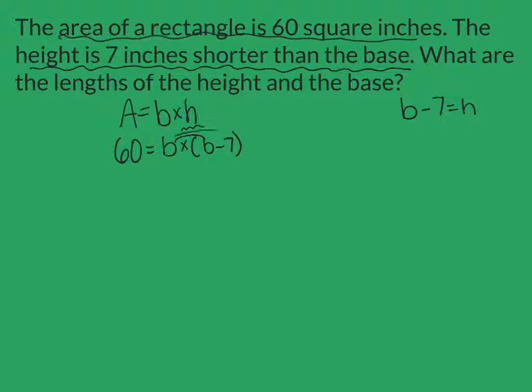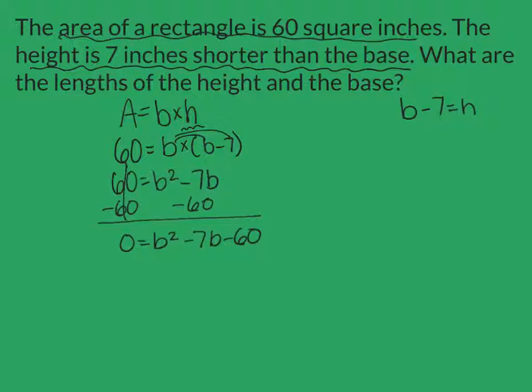Then we simplify using the distributive property. So b squared minus 7b. I need to get everything on the same side, so I'll cancel the 60 by subtracting 60. Now that everything is on the same side, I'm going to factor it. So I have 3 terms.